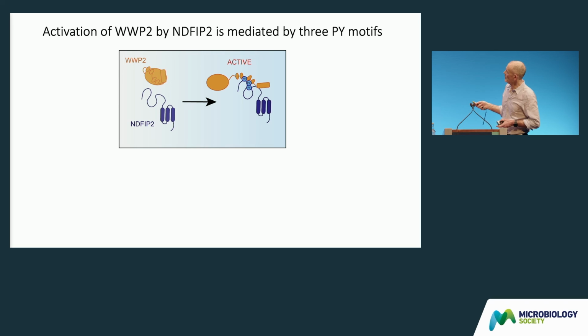So normally WWP2 is held in this folded inactive state. NDFIP2, not the one that we found, is an endogenous protein known to activate WWP2. It's got 3 PY motifs, and these interact with these central protein-protein interacting domains of WWP2, and this helps to open up the complex and expose the HECT domain, which is the catalytic domain of the E3 ligase. This can bind ubiquitin and also transfer ubiquitin to a substrate.